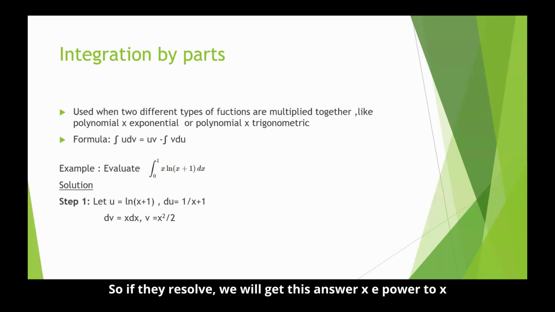Now, let's solve an example. Integral from 0 to 1 of x ln(x plus 1) dx. So first step, we let u be ln(x plus 1), and then when we differentiate it, it becomes 1 over x plus 1. This one can refer to the formula booklet. So for the dv is x dx, and after we integrate it, it will become x squared over 2.